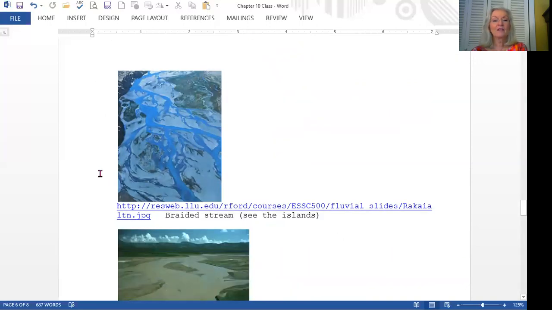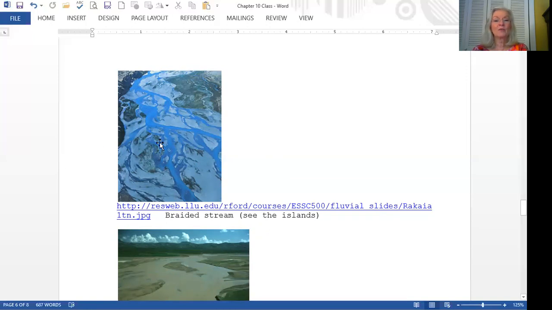Now, something we haven't defined, but we will in lab, is a braided stream. So a braided stream is a stream that separates and comes back and rejoins itself. You see these in areas where there's a lot of glacial activity because the glaciers bring in loose sediments. So there's not a lot of water then when the ice melts. And so you have usually a flat area with a lot of loose sediment, and the water sort of just branches out around any elevated rocks, but then comes back together.